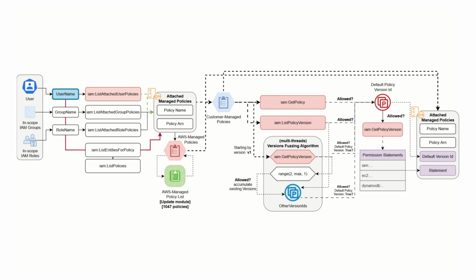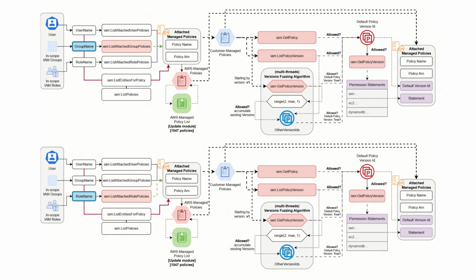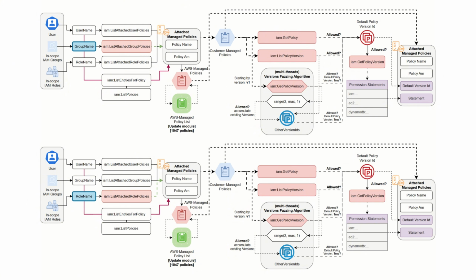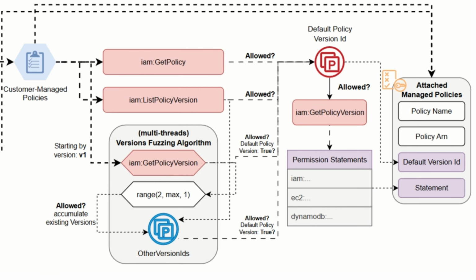User level. With IAM ListAttachedUserPolicies, we collect every policy ARN on the user. If allowed, IAM GetPolicy or IAM ListPolicyVersions tells us which version is active, and IAM GetPolicyVersion downloads that JSON. Group and role levels repeat the pattern with IAM ListAttachedGroupPolicies and IAM ListAttachedRolePolicies.